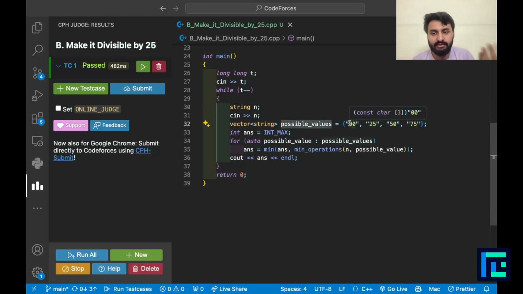They are of course strings also, because I'm trying to match either 00, either 25, either 50, or 75 at the last two locations. Then I have an answer variable, which is initially INT_MAX, since I want to minimize this, that's the number of operations.